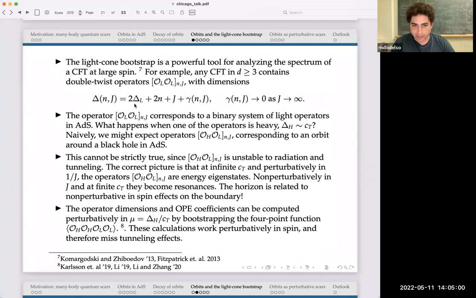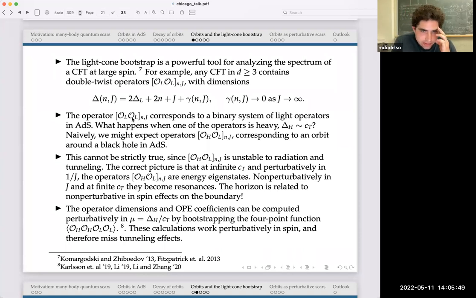of the operators in AdS, just as before, up to some anomalous dimension. The statement of cluster decomposition, that we can separate operators at large spin, is that at large spin, this anomalous dimension goes to 0. So this double twist operator, OL, OL, corresponds to a binary system of light operators in AdS, and they're just orbiting around each other. So n here is going to parameterize the eccentricity of the orbit, and j parameterizes the spin of the orbit.